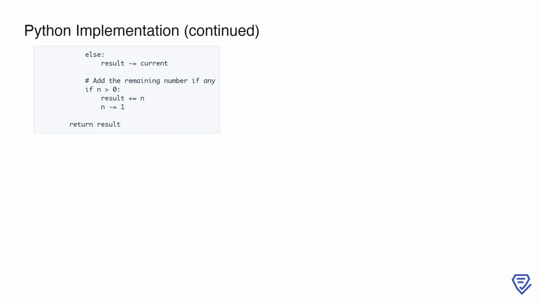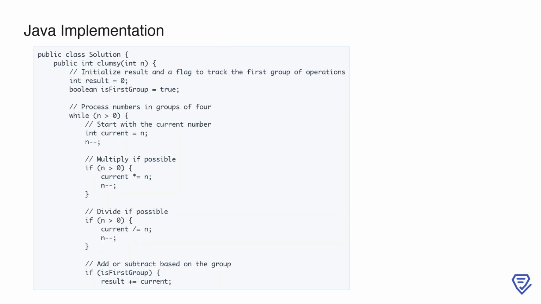Here, we start with the Java implementation of the clumsy factorial problem. First, we define a class called solution and the method clumsy, which takes an integer n as input. The variable result is initialized to store the final output, and isFirstGroup is a Boolean flag used to handle the first group of operations differently, as the first group is always added to the result. The main logic is built around a while loop that continues as long as n is greater than 0. Within this loop, we process the numbers in groups of 4, starting with the current value of n.